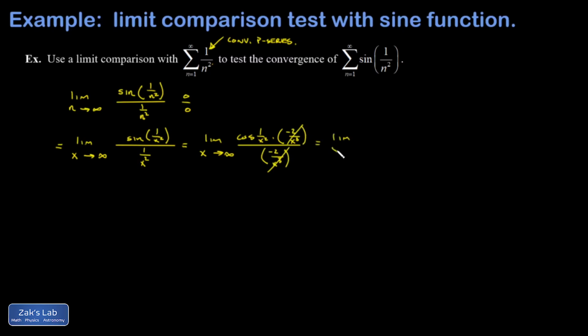And I have the limit as x goes to infinity of cosine 1 over x squared. Well, when x becomes large, 1 over x squared is 0, so the cosine of 0 is unambiguous. I get 1 out of this. Now, because this limit has gone to a finite number, it means both series share the same convergence behavior, but 1 over n squared is known to be convergent in advance. So therefore, our original series converges.